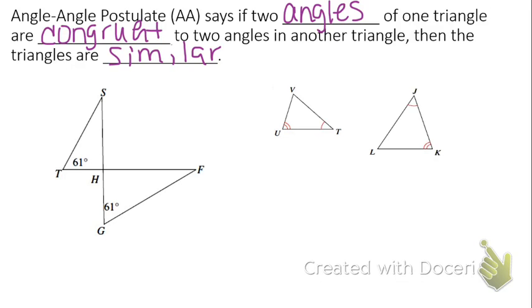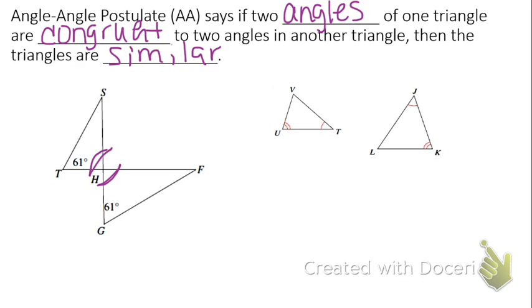So if we look at this first triangle here, it tells me that T and G are congruent because they're both 61. And then hopefully we remember that these here in the middle are congruent because they're vertical angles. So since we have two sets of congruent angles, we can assume that these triangles are similar.